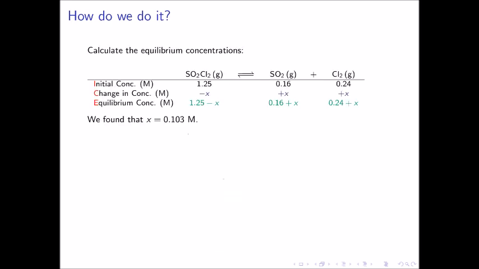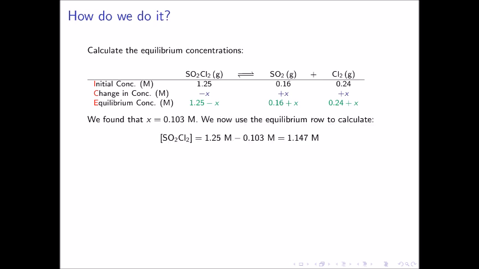We can now calculate the equilibrium concentrations. Recall that we found x to be equal to 0.103 molar. We can substitute this into our equilibrium row and calculate. For the sulfuryl chloride, we begin with 1.25 molar, and we decrease by x, or 0.103 molar. This results in an equilibrium concentration of 1.147 molar.